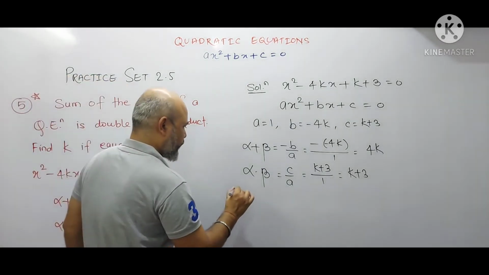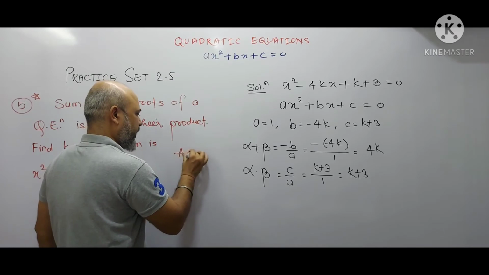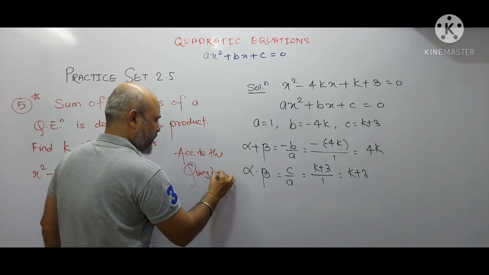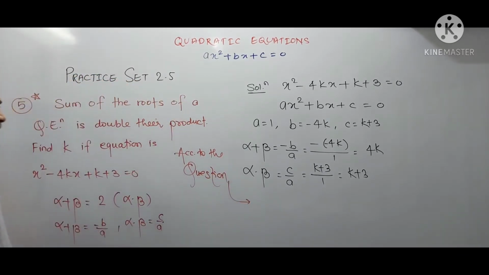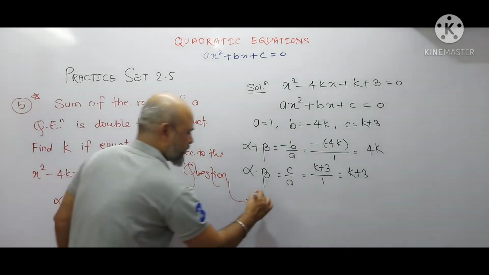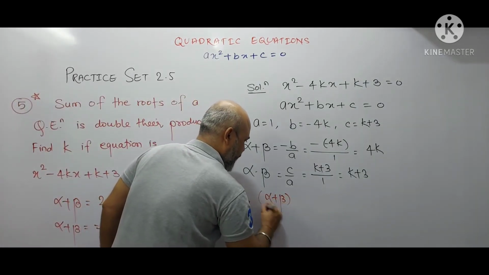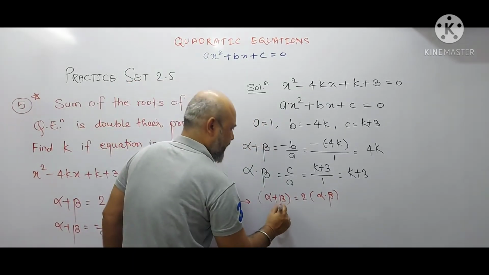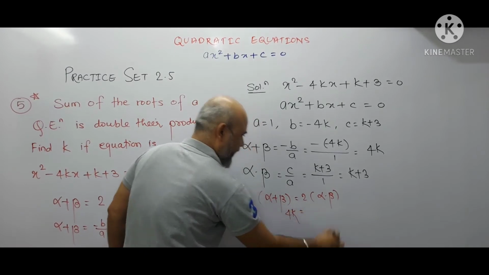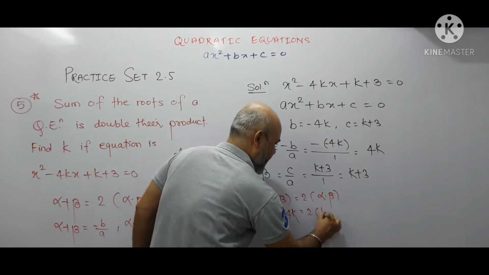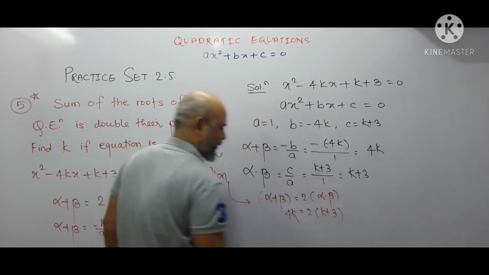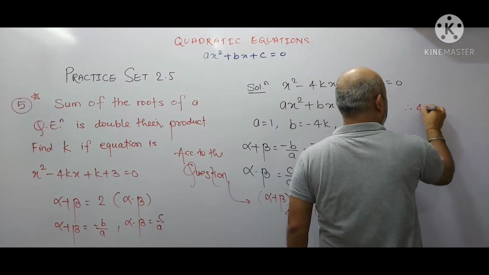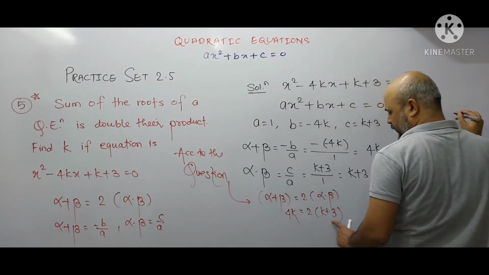Now according to the question, sum of the roots, that is alpha plus beta, is equal to double their products, that is alpha into beta. What is alpha plus beta? That is 4k. 4k is equal to 2 times alpha into beta, which is k plus 3. Now we will simplify. So you will get, therefore, 4k is equal to 2k plus 6.